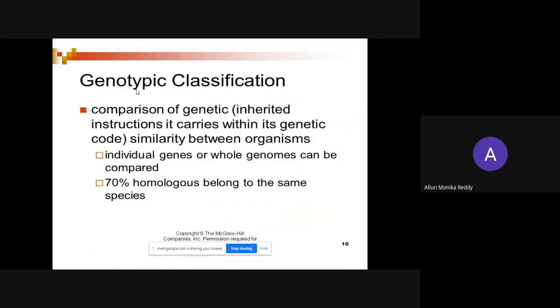And the second one is genotypic classification. Genotypic classification is nothing but the comparison of nuclear material, or inherited genetic material, the inherited instructions it carries within its genetic code. Similarly, between two organisms, individual genes or whole genomes can be compared. Organisms that are 70% homologous belong to the same species.